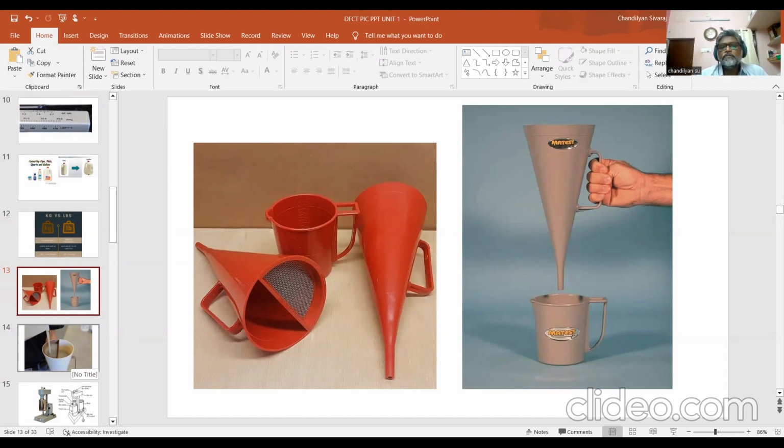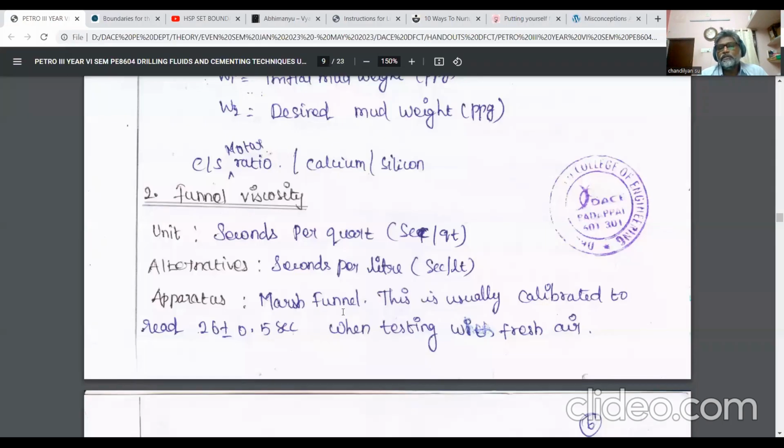So let's go back to the technical contents here. The Marsh funnel is usually calibrated to read 26 plus or minus 0.5 seconds when testing with fresh air. I'm sorry, this is a mistake here. This should be tested and calibrated for water. Air passes through a funnel at its own speed. So replace this word with water. It is usually calibrated to read 26 plus or minus 0.5 seconds. That means let's treat it roughly as 26 seconds for pouring water.